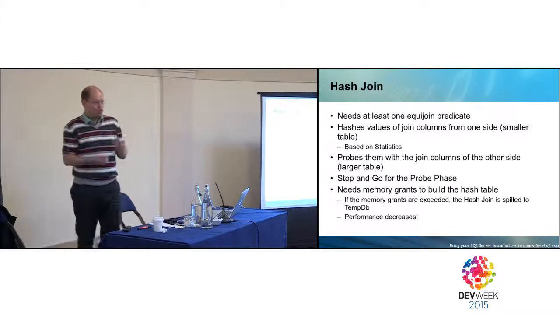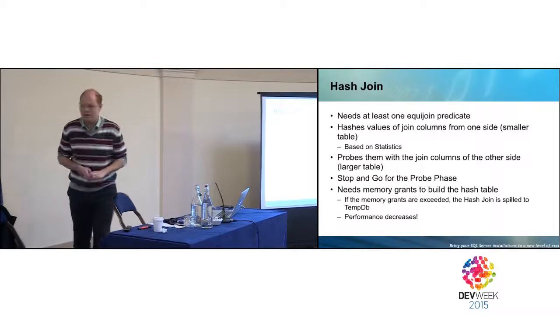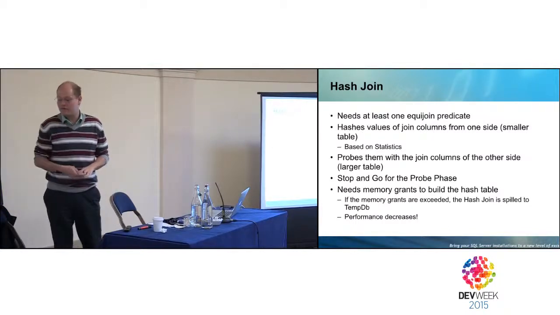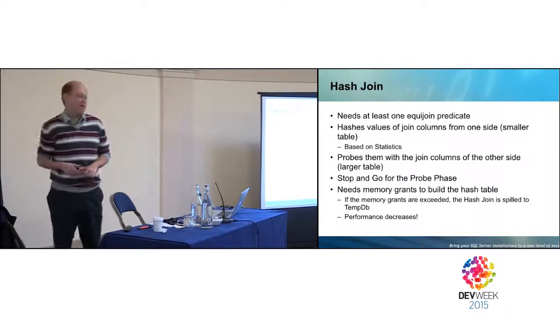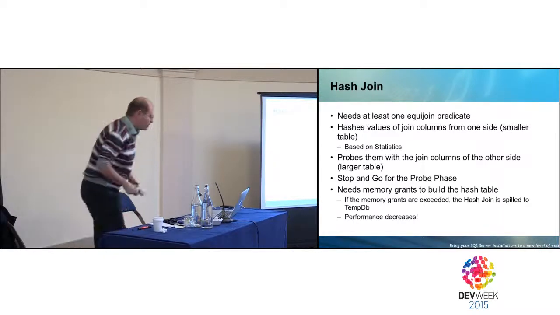Again, the hash join needs a memory grant for that hash table. And the memory grant is again based on the estimated number of rows which are retrieved from the statistics. So when you have a hash join, it's also very, very important that you deal with accurate statistics. Otherwise, the hash join is also spilled over to TempDB like a sort operator. Let's have a look at that.